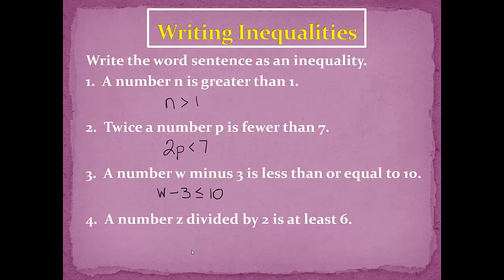And for number 4, we have a number z divided by 2 is at least 6. So we have z divided by 2 is at least means greater than or equal to, and then we have 6. We can also write this as z over 2 is greater than or equal to 6. Remember that a fraction also represents division.